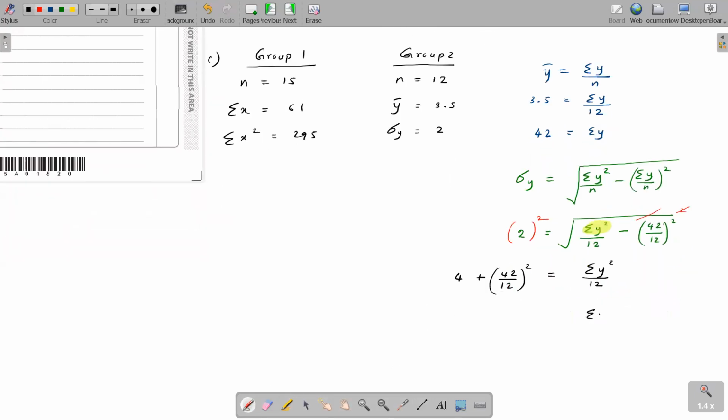And then sigma y square is 4 plus 42 over 12 square. This whole value you should multiply by 12. Do you agree with my working? Can you all understand? The root removes as a square. Then this side becomes free. When it becomes free, the negative 42 over 12 square can be brought as a positive 42 over 12 square. And then the 12, which is down as division, can now come up as division.